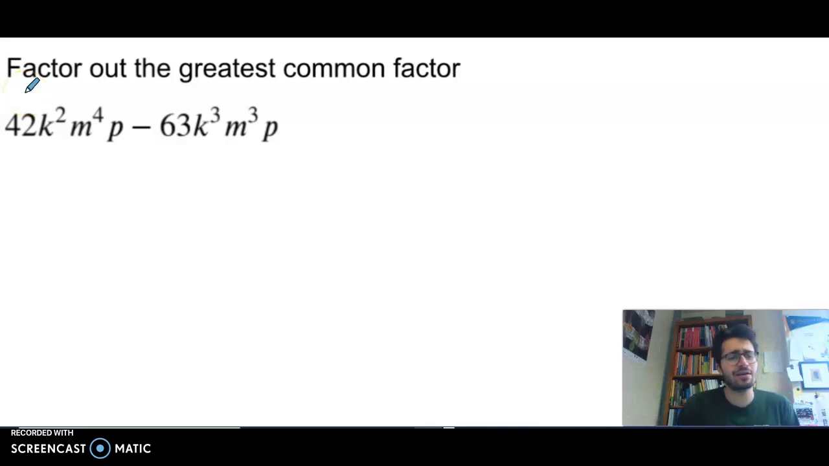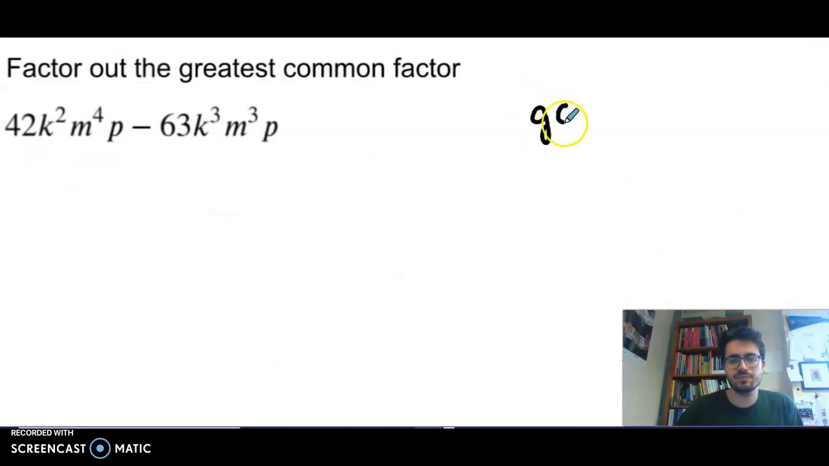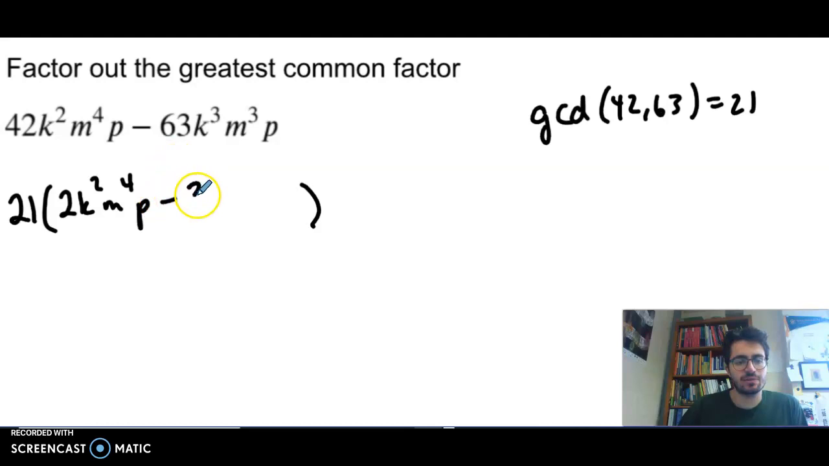Okay, the moment we've been waiting for. Here's a really big example. So here I say I have 42 and 63. Let's go into Desmos and get the GCD, the GCF, so 42 and 63. We see that 21 is the factor that they share. So we're going to factor out a 21. 42 divided by 21 is 2. 63 divided by 21 is 3.